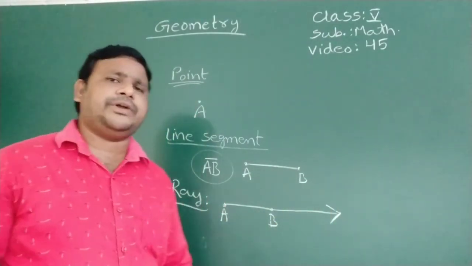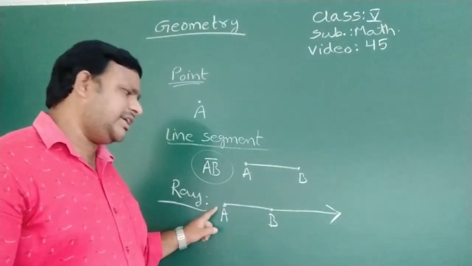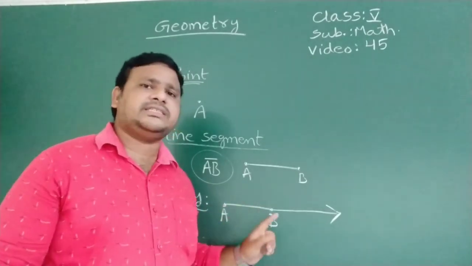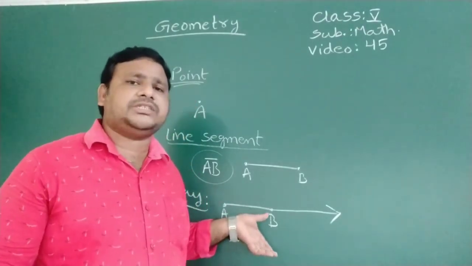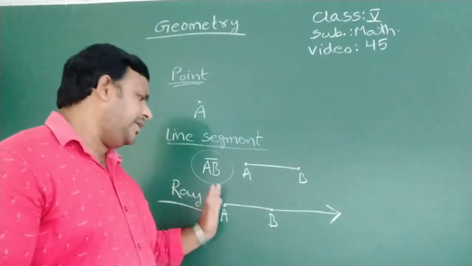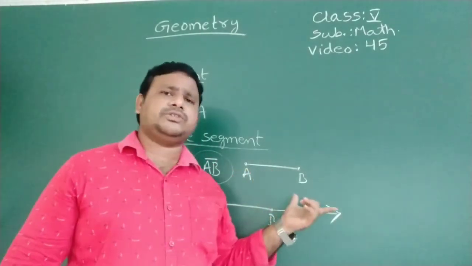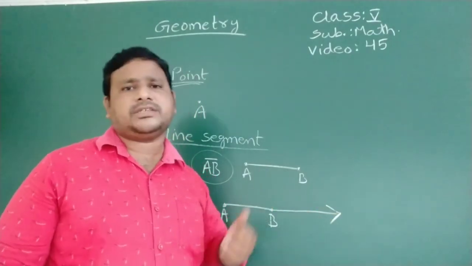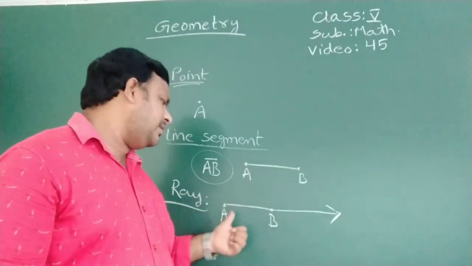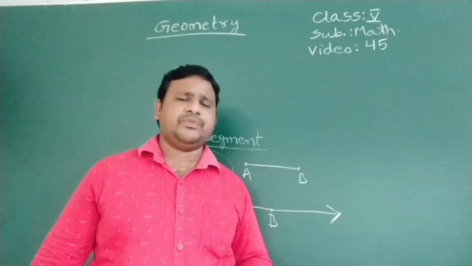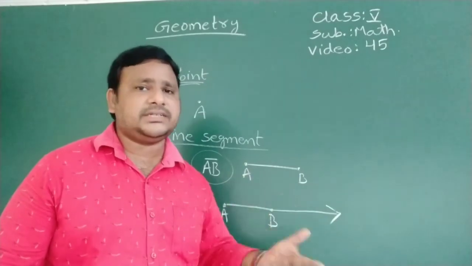Now how many endpoints are possible for a ray? Only one endpoint is possible, that is here point A. This B is just a reference point. Reference point means a point which is on that ray. So many points are possible on a ray, not only on a ray but on a line segment also. Infinite number of points are possible, and among them one point we are taking just to represent that ray.